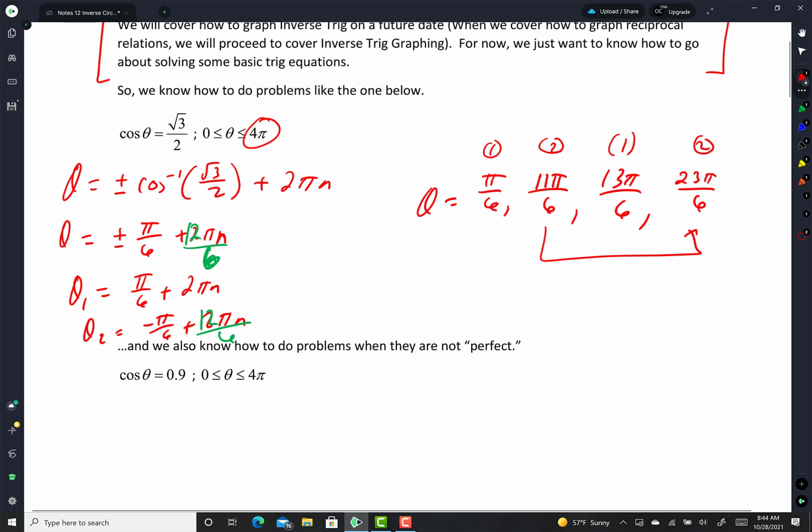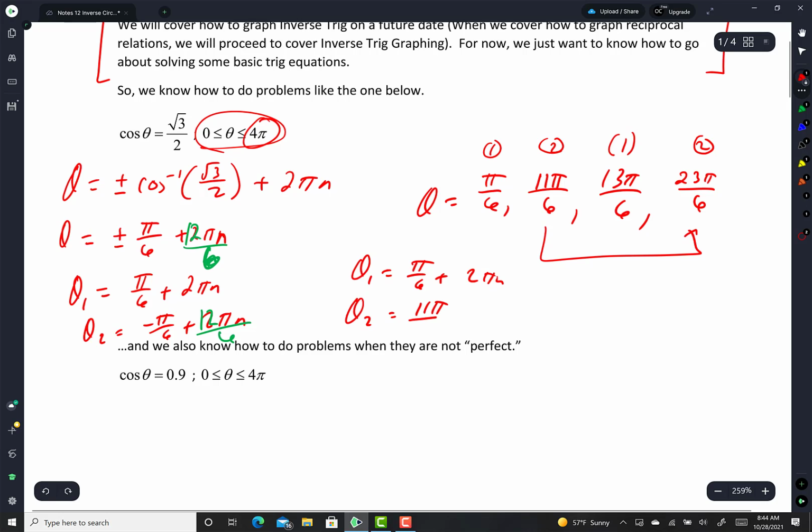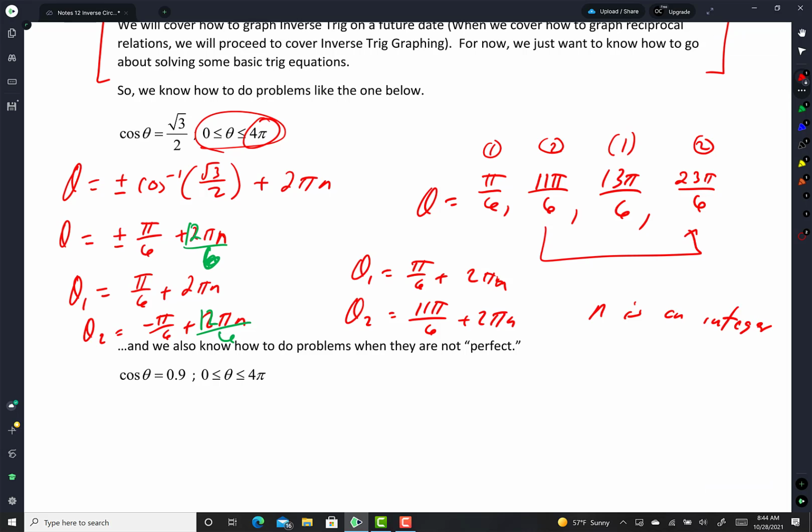So whenever you see this restriction up here, guys, that just means get all the values between 0 and 4 pi. And that's it. That's all you do. Did you need to use a formula for this one? No. You could have gone right to the unit circle, and you could have gotten, oh, theta 1 is equal to pi over 6 plus 2 pi n, which you have there as theta 1 anyways. And you could have said theta 2 is 11 pi over 6 plus 2 pi n. Remember, where n is an integer. You could have done that if you know your unit circle, and you didn't have to say negative pi over 6. But regardless of how you do it, you'll get the same answer all the time.